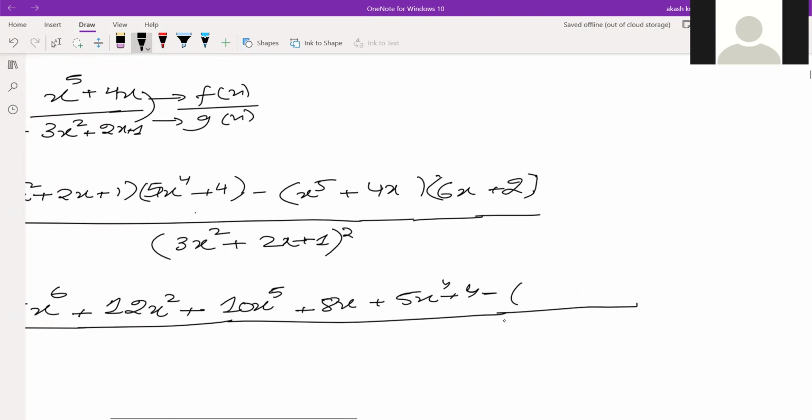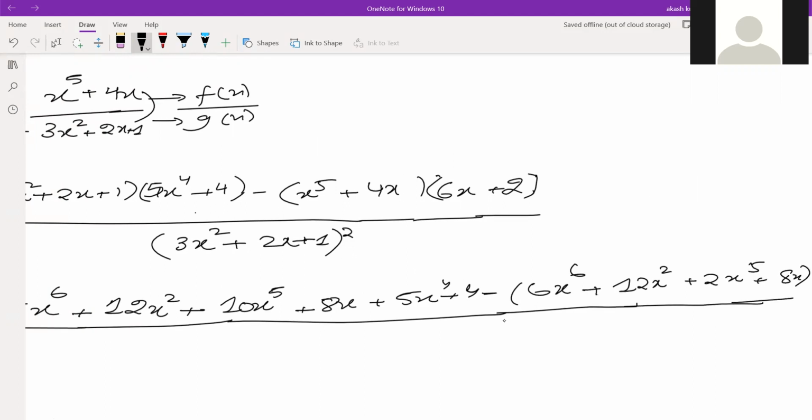And now multiplying these two expressions, it will be 6x^6, right? Plus 12x square plus 2x^5 plus 8x. Is it clear?